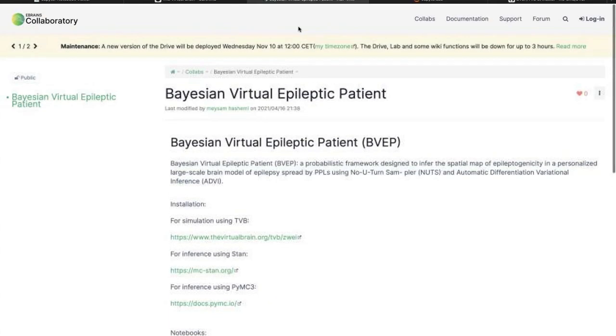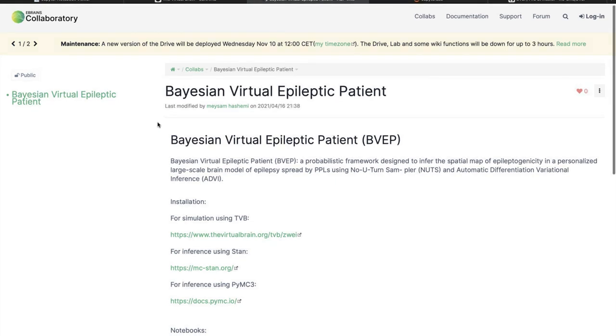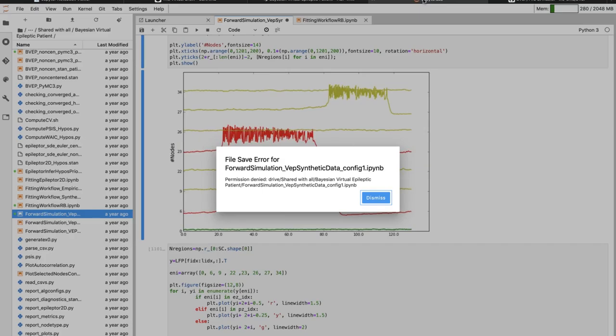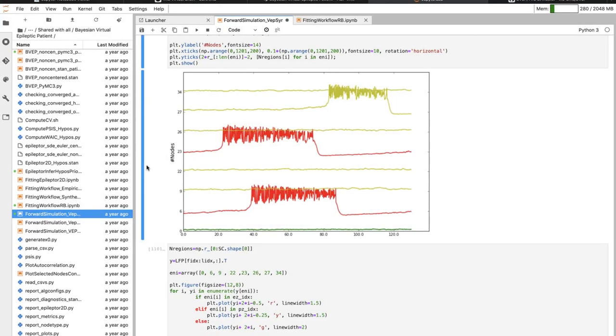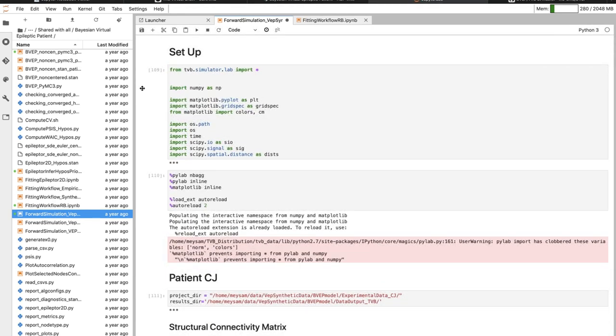Okay. So this approach is called the Bayesian virtual epileptic patients. Bayesian because they are using a Bayesian inference to infer the epileptogenic regions. So on the eBrains collaboratory, you can find different notebooks. Here was an example of a simple forward solution.